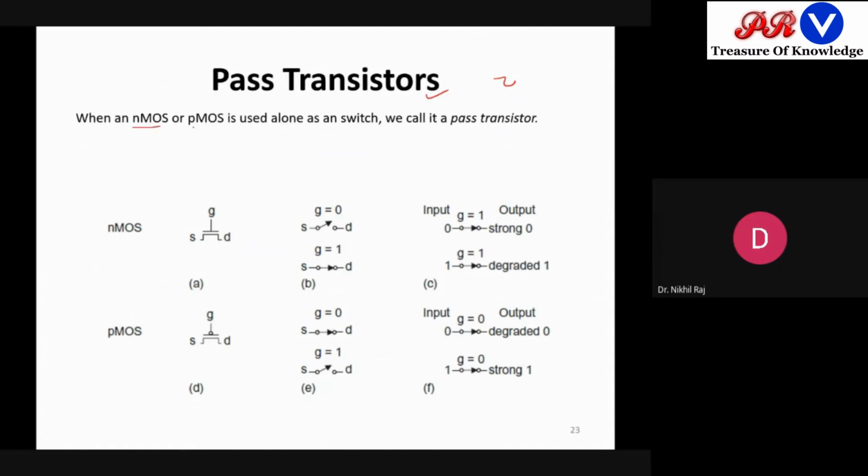So the definition is, when an NMOS or PMOS is used alone as a switch, then we call it a pass transistor. Like if we take NMOS, it will be on when the gate is 1, and then whatever charge is there will get transferred. So when the gate is 1, the charge is transferred in NMOS, and in PMOS, when the gate is 0, the charge is transferred. Coming to the logic levels, we know NMOS will pass a strong 0, and PMOS will pass a strong 1. The others will be a degraded form, or you can say weak 1 and weak 0. Okay, so this is also an approach to design logical circuits.